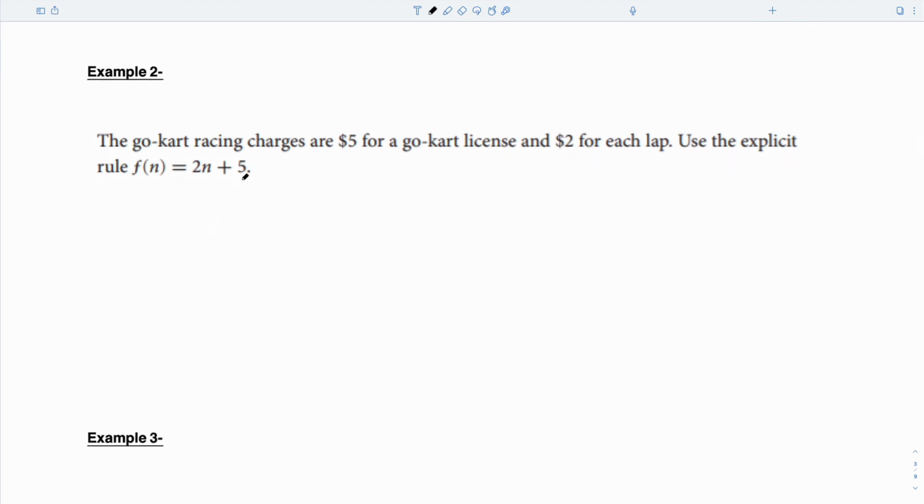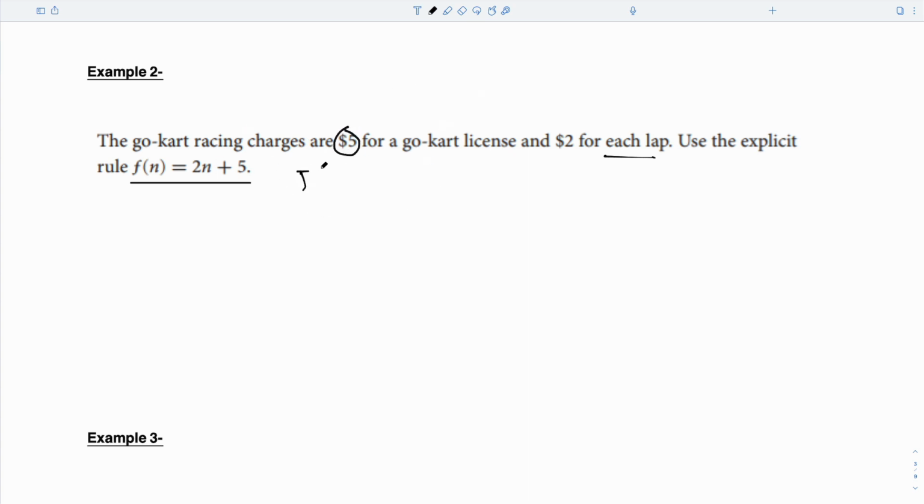All right, quick little sidetrack into word problems. Emma, can you read example 2? The go-kart racing charges are $5 for a go-kart license and $2 for each lap. Use explicit rule f n equals 2n plus 5. All right, so they give you the actual function. They set it up for you, $2 each lap, $5 for the license one time.